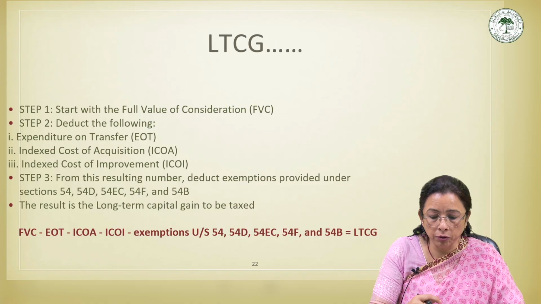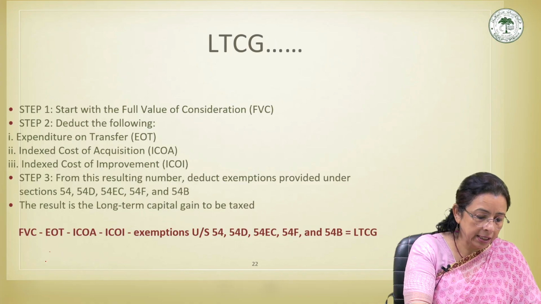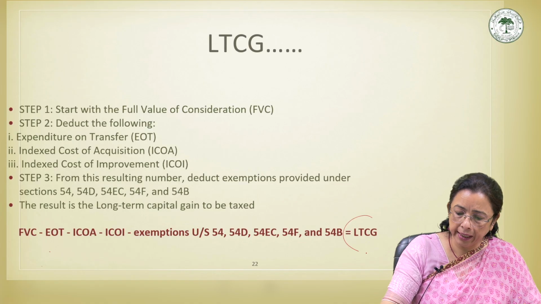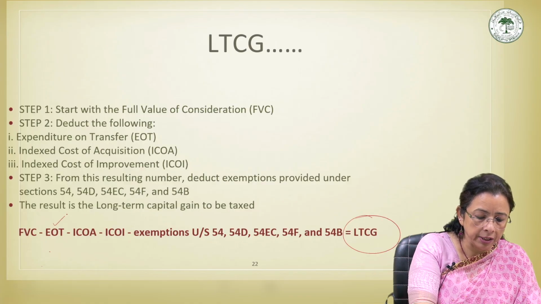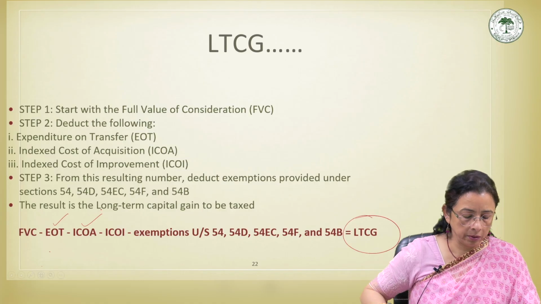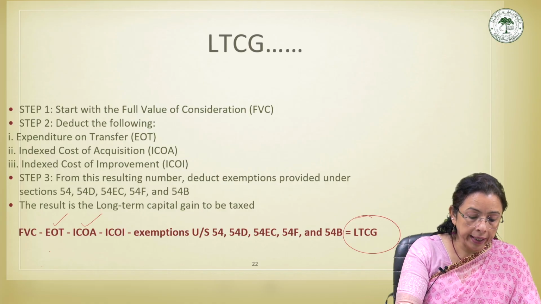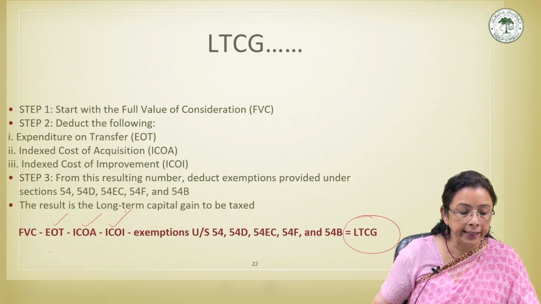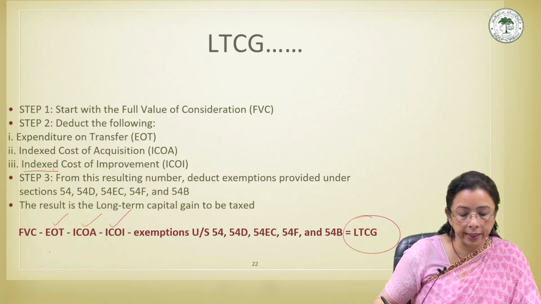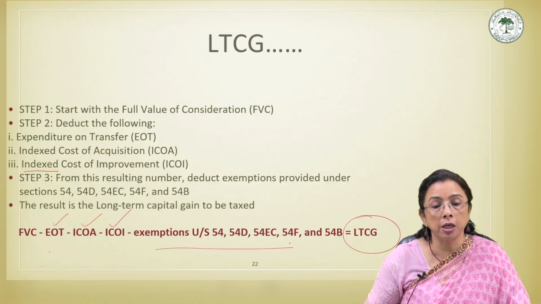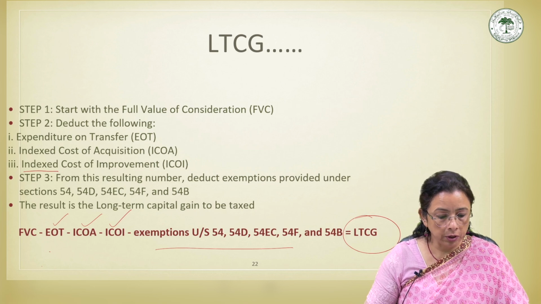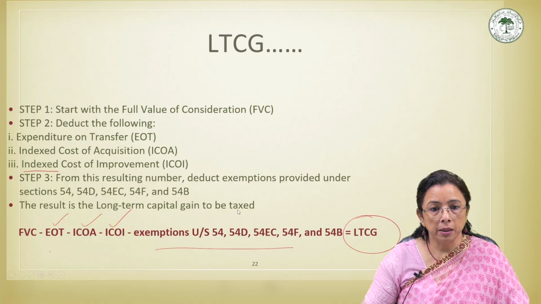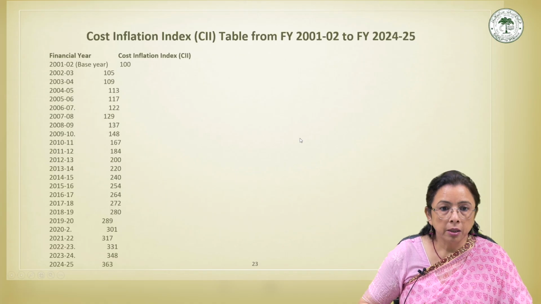So we come down to the formula where LTCG is obtained when we deduct from FVC the EOT, ICOA, and so on. What is ICOA? It is all indexed. It includes the word index, and then all the exemptions are also to be taken into consideration. Okay, so we have to follow this sequence, and we will be following this.